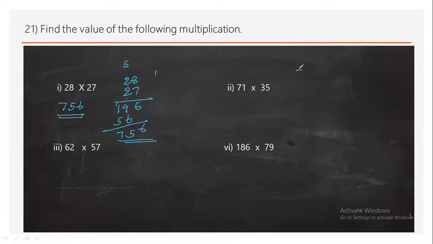Follow the multiplication, 71 into 35. First multiply 5, 5 times 7, 35. Now 3 times 1, 3. 3 times 7, 21. 5, 8, 4, 2. Then what is the answer? 2,485.